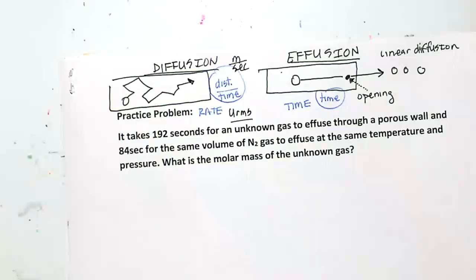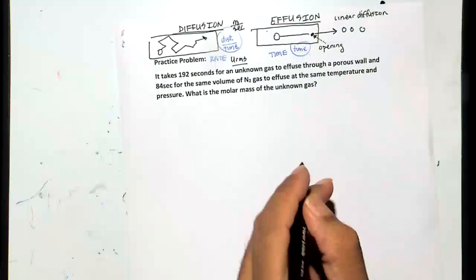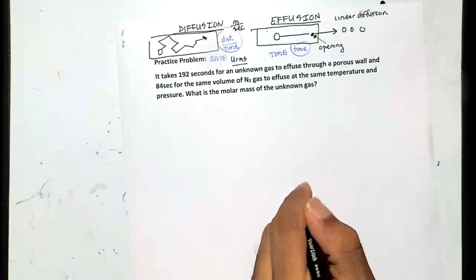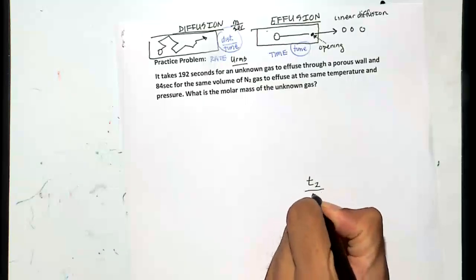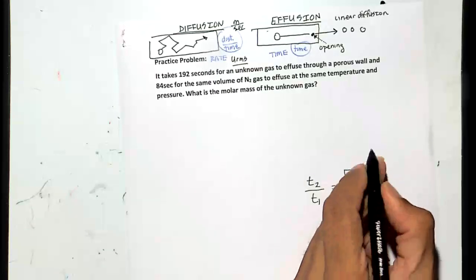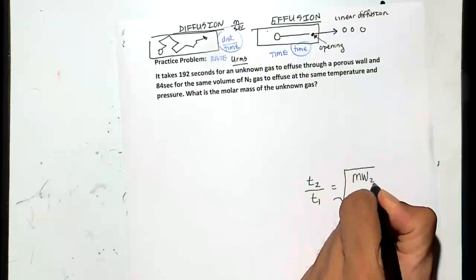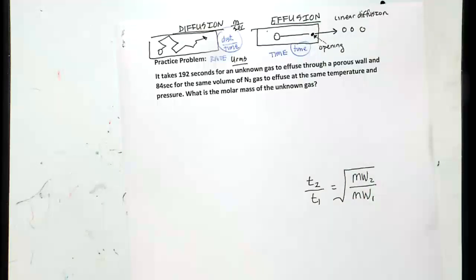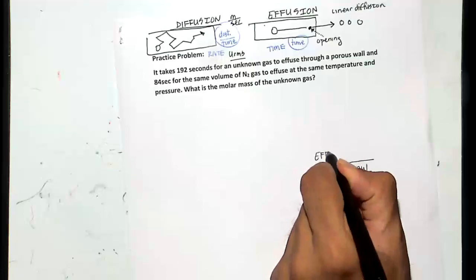All right, so let me give you the equation for this here. If we're talking about effusion, the time of gas 2 over time of gas 1, this equation is on page 12, by the way, is equal to the square root of the ratio of the molecular weight of gas 2 over the molecular weight of gas 1. So this is the equation for effusion.